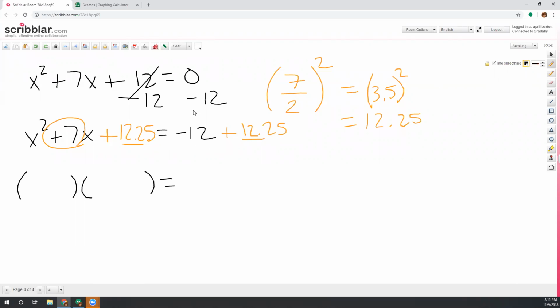And on the right side, that we can just combine together. There's nothing weird about that side. We just say, well, what is negative 12 plus 12.25? So what do we get when we add negative 12 plus 12.25? And it's a little bit harder since it's a decimal.